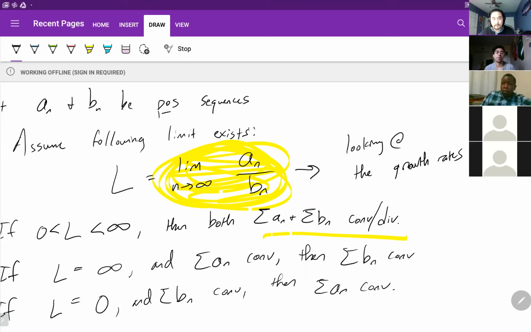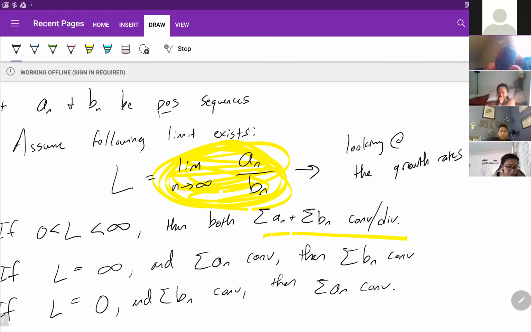Does this make sense? If it was 1, that means both of you are going at the same rate and are at the same spot eventually, because we're going to infinity. Okay, cool. So that's the first case. Whatever A sub n is going to do, B sub n will do too. If A sub n is the one that you know, then B sub n will follow A sub n. Or if B sub n is the one that you know, then A sub n will follow B sub n.